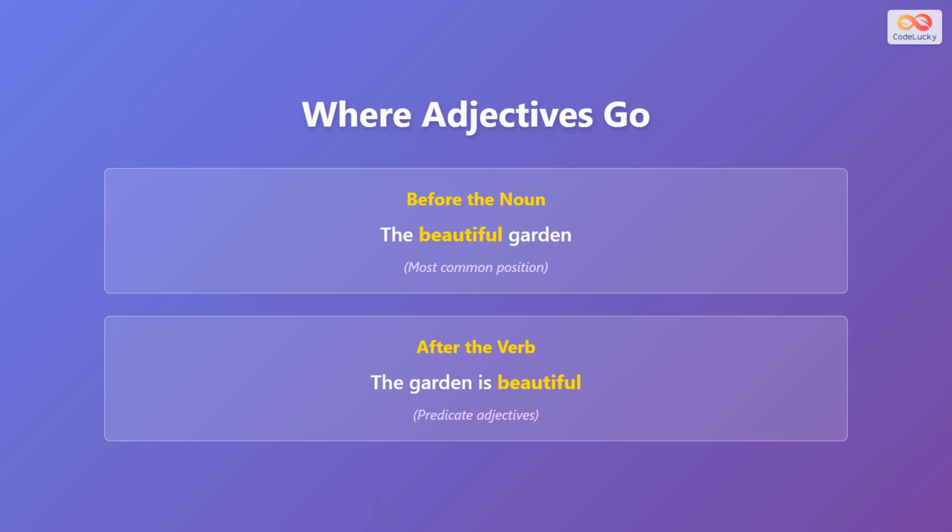Adjectives usually come before the noun they describe. For example, we say the beautiful garden, not the garden beautiful. However, adjectives can also come after certain verbs like is, are, was, or were. These are called linking verbs. For example, we can say the garden is beautiful. Both positions are correct, but they are used in different ways.